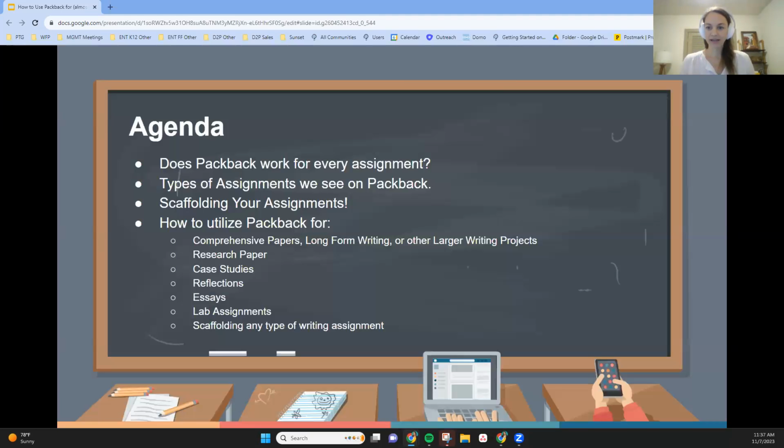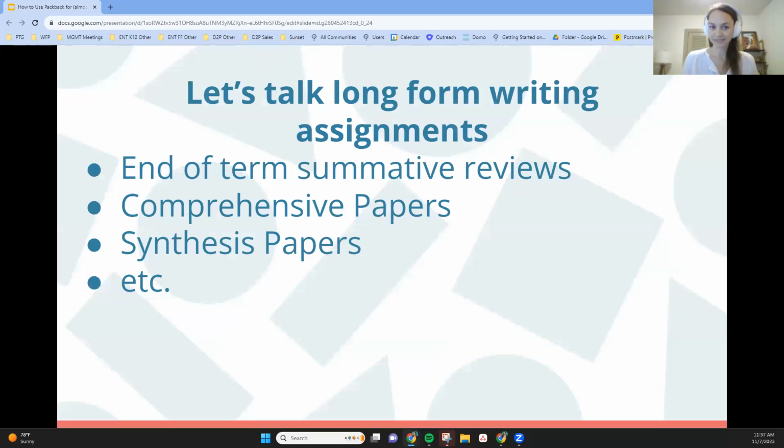I'm going to go ahead and jump right into long form writing assignments here. They're called all different names. People might call them an end of term summative review or a comprehensive paper or a synthesis paper, all different names for really a lot of the same types of things, which is a longer form writing paper that has students synthesizing their information and applying it in their writing.